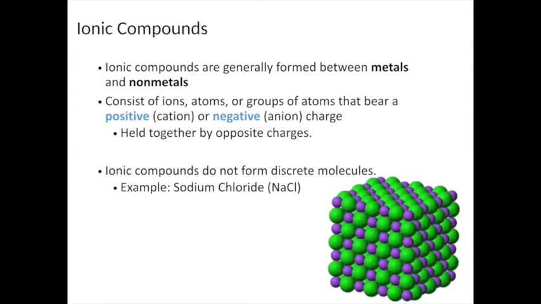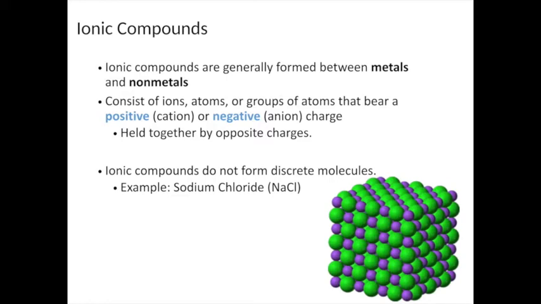So next is ionic compounds. So we saw that covalent compounds are made up of only nonmetals. Well, ionic compounds are made up of a metal and a nonmetal, or more specifically, a cation and an anion. So remember, we looked at what a cation and an anion were at the beginning of this chapter.